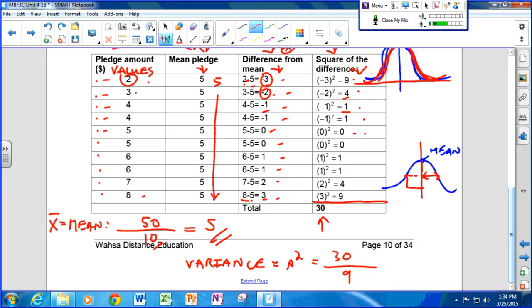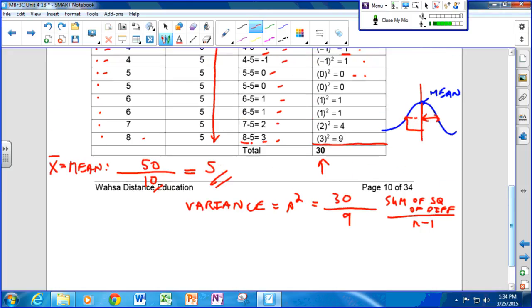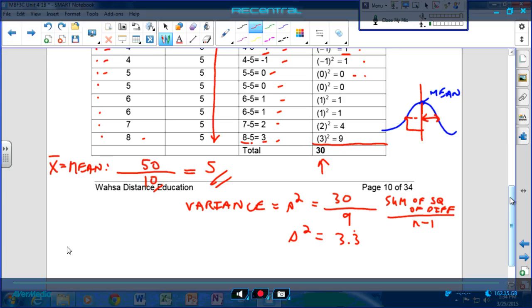So this is the sum of the squares of differences, divided by n minus 1, where n is the number of items in the set. Our s squared, our variance, is just going to be 30 divided by 9. You can do that on your calculator. It's 3.3 repeating. And that's it, 3.3 repeating.